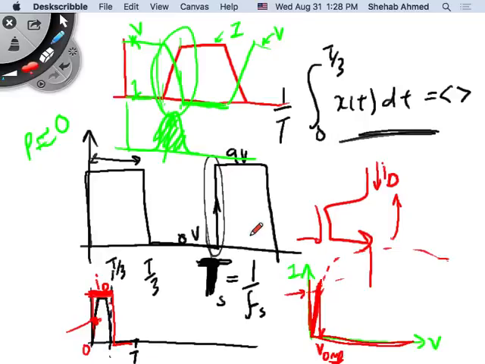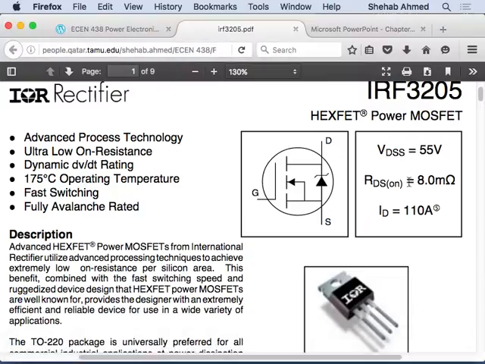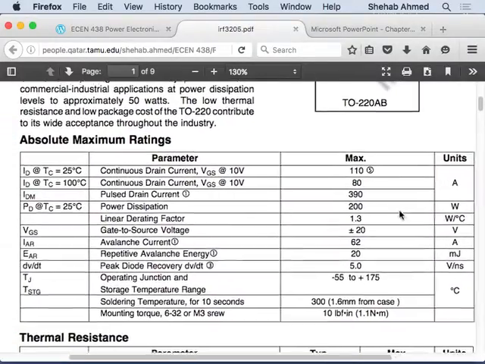If we look at the data sheet now, they will give you a channel resistance, RDS on. So this is an equivalent channel resistance. You will have a channel resistance and a certain amount of current flowing through, and you can calculate how much power loss this device allows you to dissipate in this package.